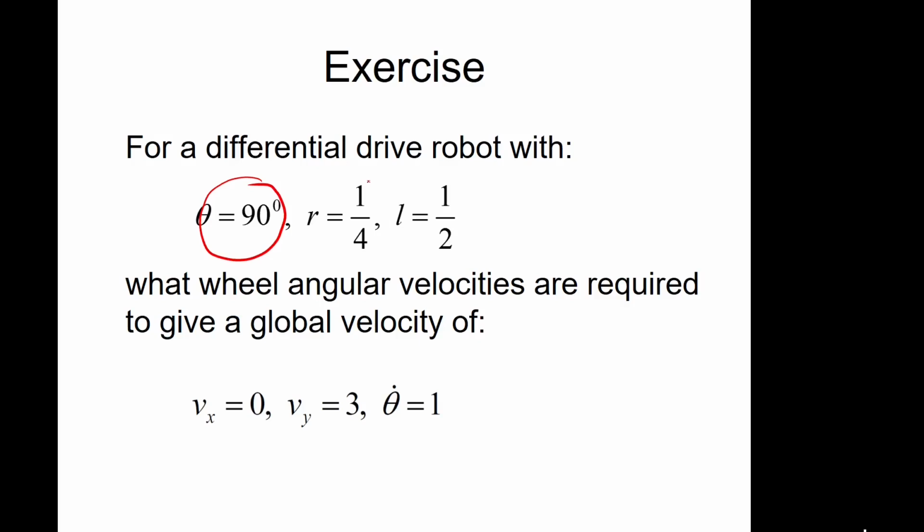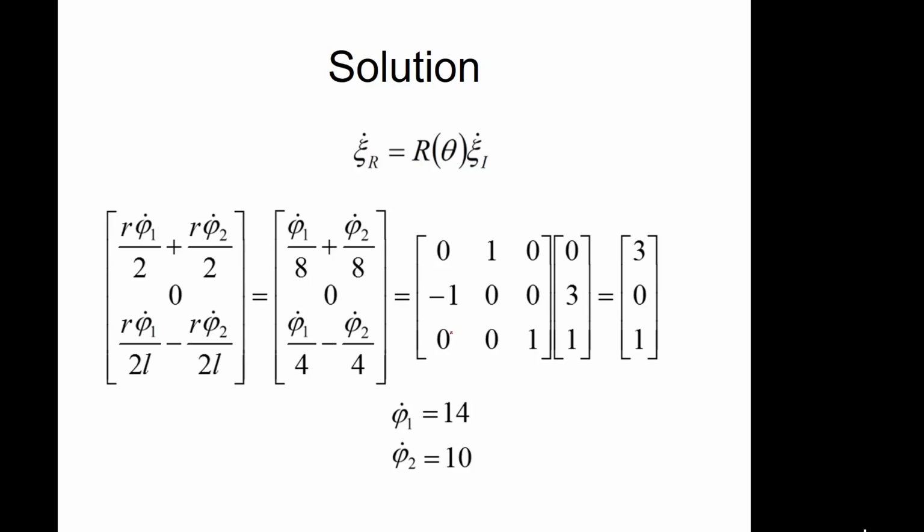We've got r is a quarter. So in this case, we'll say we're working in meters. So r is 25 centimeters radius. Axle half length is half a meter, 50 centimeters. We've got a global velocity we want of 0 in the x direction, 3 meters per second in the y direction, and an angular velocity of 1 radian per second going anti-clockwise. So plug it into our formula.